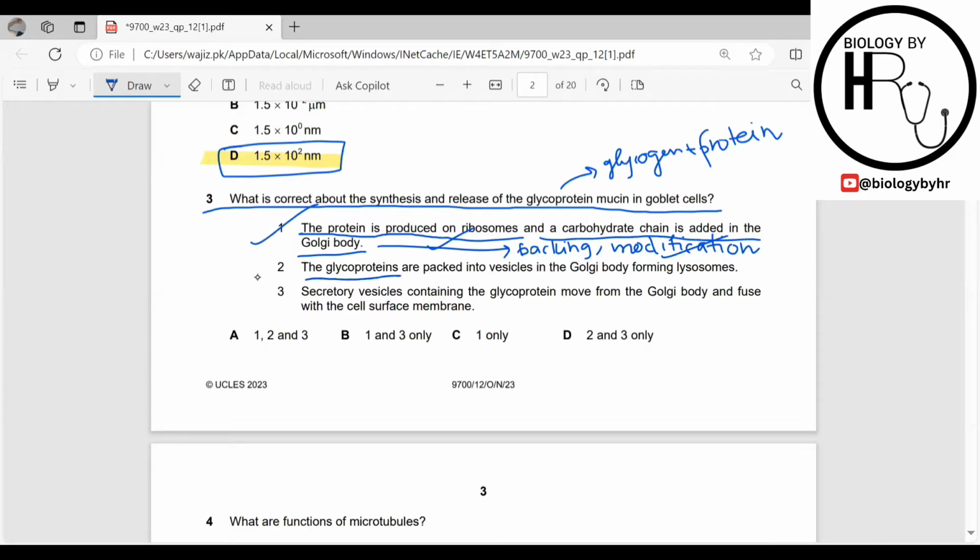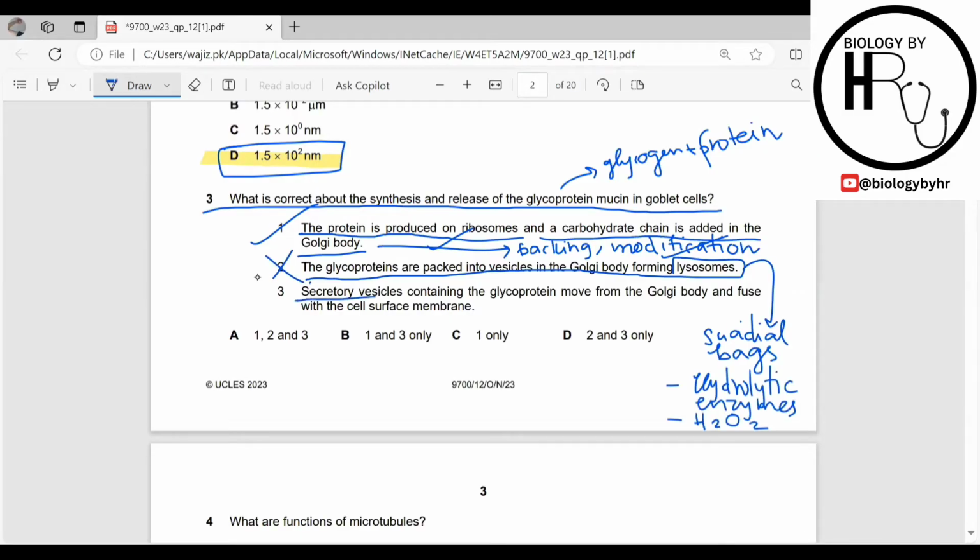Statement 2 is saying that the glycoproteins are packed into vesicles in the Golgi body forming lysosomes. No, this cannot happen. Why? Because what are lysosomes basically? Lysosomes are the suicidal bags. They contain hydrolytic enzymes. What lysosomes basically do is intracellular digestion of the cell organelles which are worn out or in excess. So this cannot be the answer. Why? Because the glycoproteins are not packed into vesicles in the Golgi body forming the lysosomes.